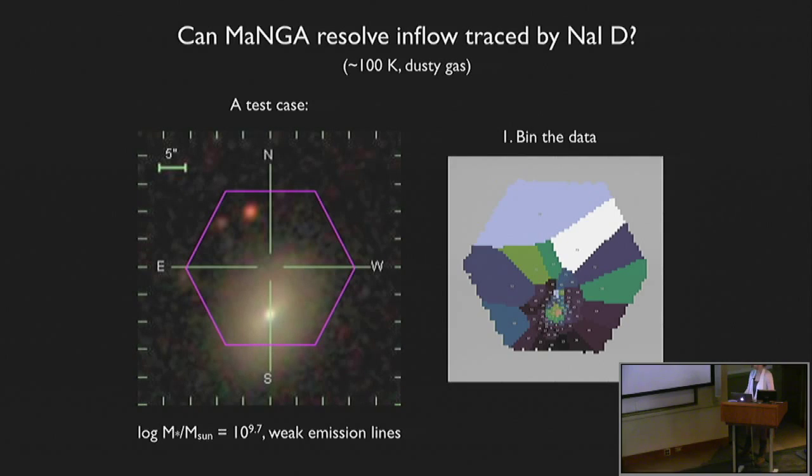And so the first step in this analysis is to bin up the data. It's traditional to use a Voronoi binning scheme to collect spatial bins which have a requisite signal to noise for the analysis that we're going to do. So this just shows you where those spatial bins are with respect to the galaxy. Each color is a different bin, of course.